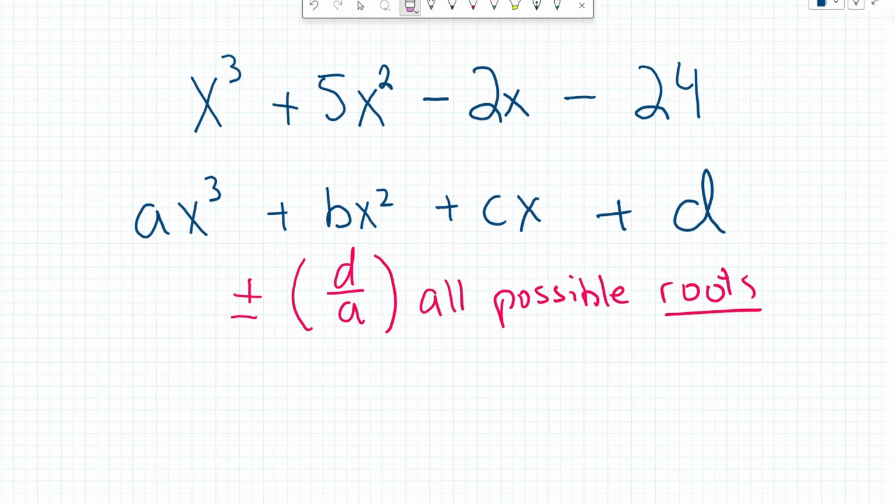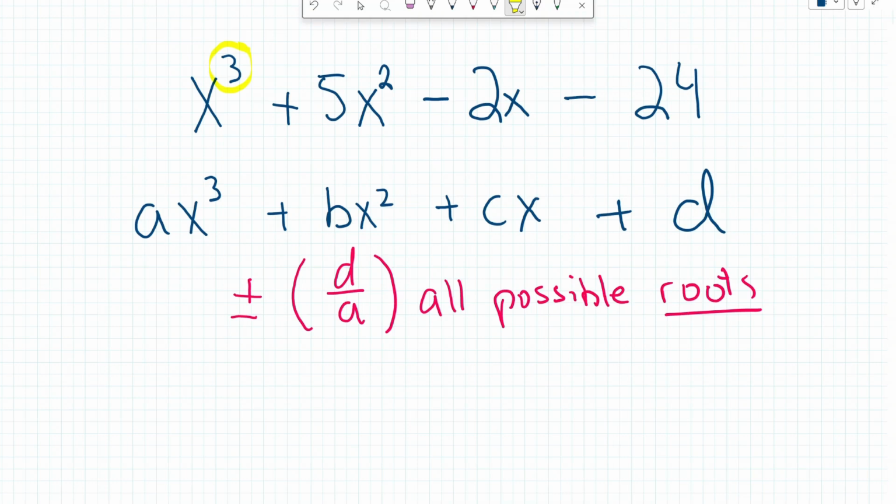In the previous videos, we learned how to factor quadratic equations. However, this one is cubic, so we have to use a few different rules. The generic form for a cubic equation is as follows: a times x cubed plus b times x squared plus c times x plus d.